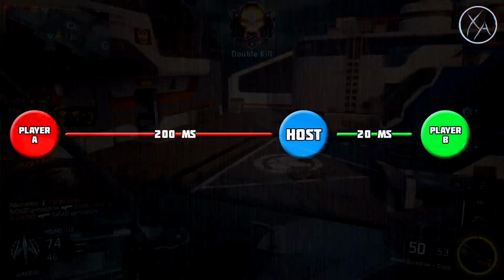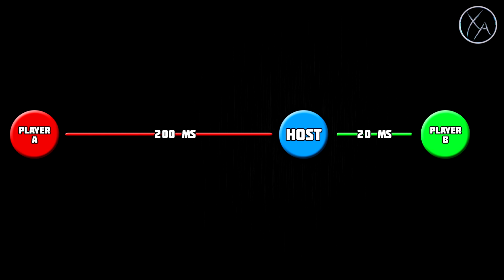So if we have player A, player B, and there's an outside host, so neither of them are the player host or anything, and player A has 200 millisecond ping to the server, and player B has 20 millisecond ping to the server. If they're both using sniper rifles, just to keep things nice and simple, they both are on target and they both pull the trigger at the exact same moment.